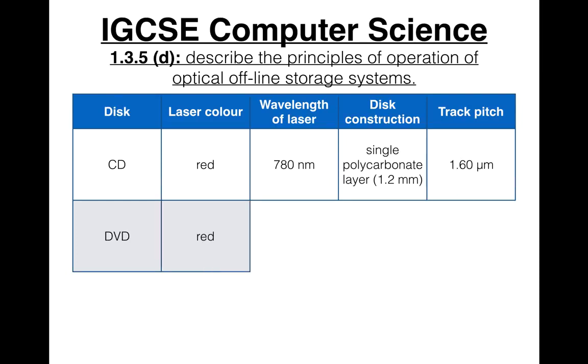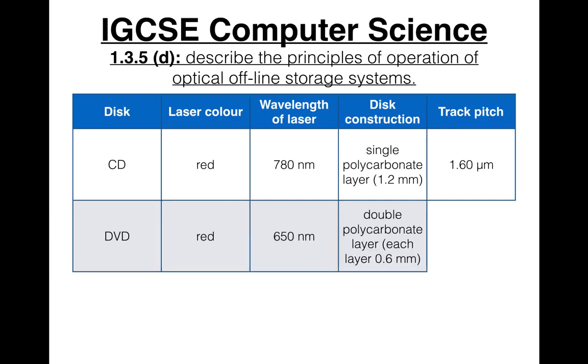DVDs: laser color red, wavelength 650 nanometers, disc construction double polycarbonate layer. Each layer is 0.6 millimeters, which of course adds up to 1.2 millimeters. And the track pitch is 0.74 micrometers. I keep forgetting it's a micrometer. Oh, I forgot a space between this.